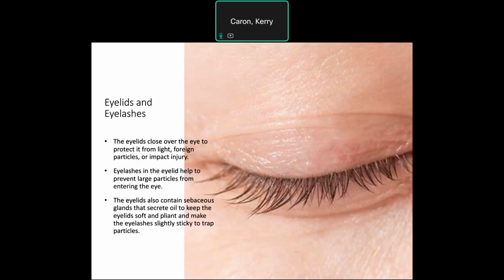On the eyes, we have eyelids and eyelashes, and the eyelids close over the eye to protect it from light, particles, or injury. The eyelashes, again, help prevent large particles from entering the eye. The eyelids contain sebaceous glands, oil on the eyelids. And they keep the eyelids soft and pliant and make the eyelashes a sticky trap. So that oil produced on the eyelids kind of coats the eyelashes and causes them to trap any particles that would be harmful to your eye.